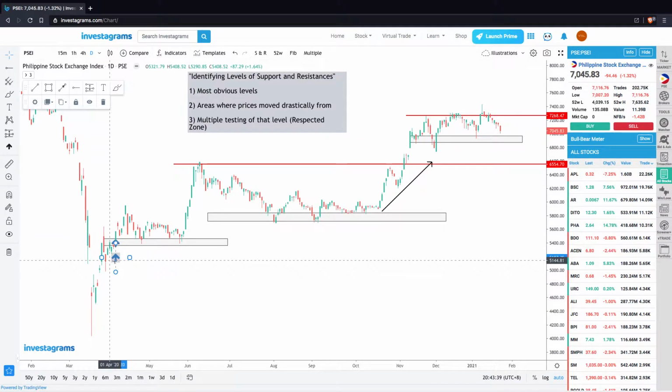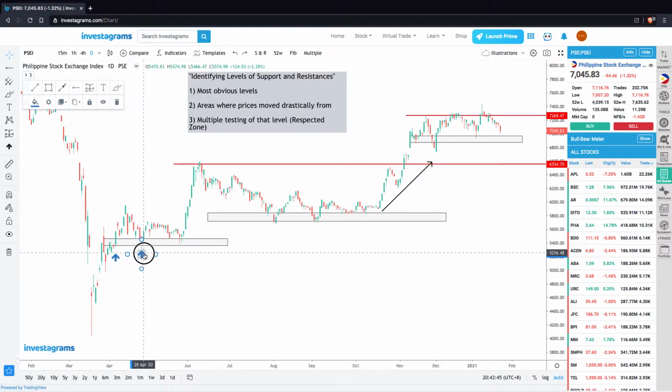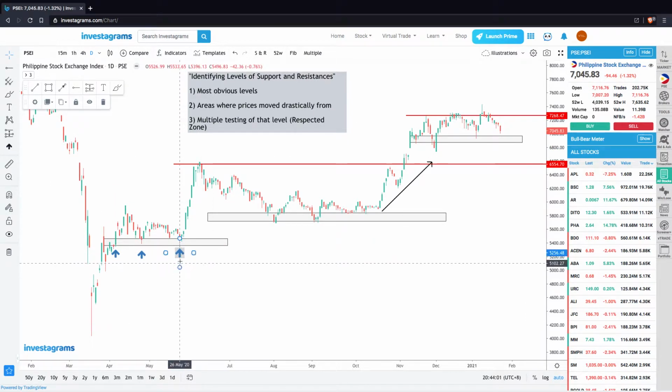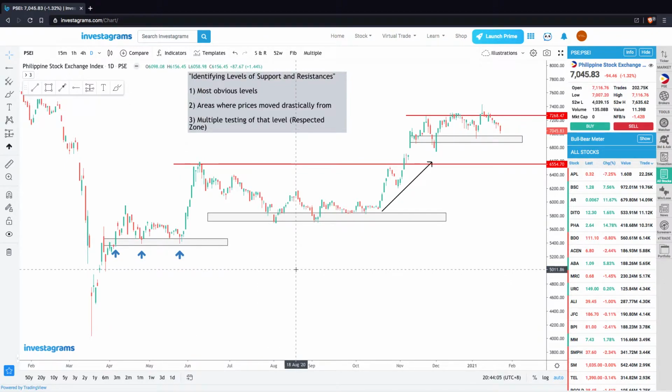And another key thing to remember, the third thing to remember, is that the area should be tested multiple times. So there should be testing of that level multiple times so that we know it's respecting it. So how do I like to do it? If I'm identifying levels of support, I'm identifying areas where it has been tested multiple times. I like to do a connect-the-dot kind of thing where I see it being tested multiple times.